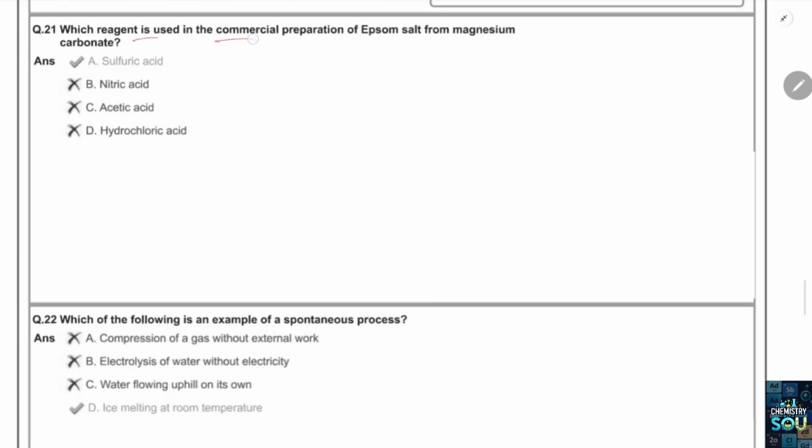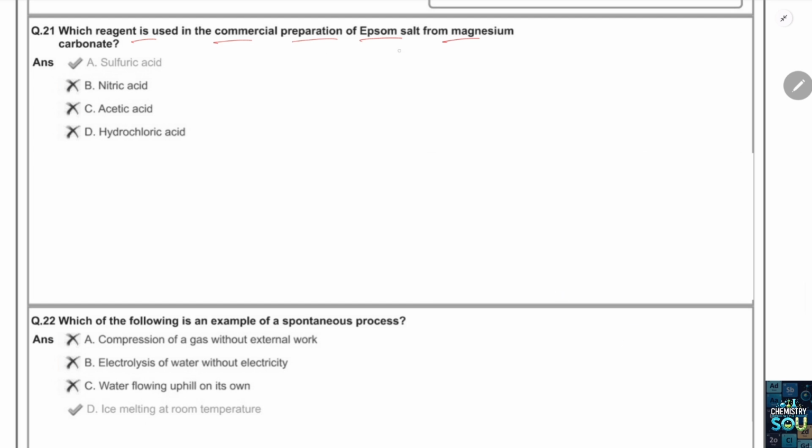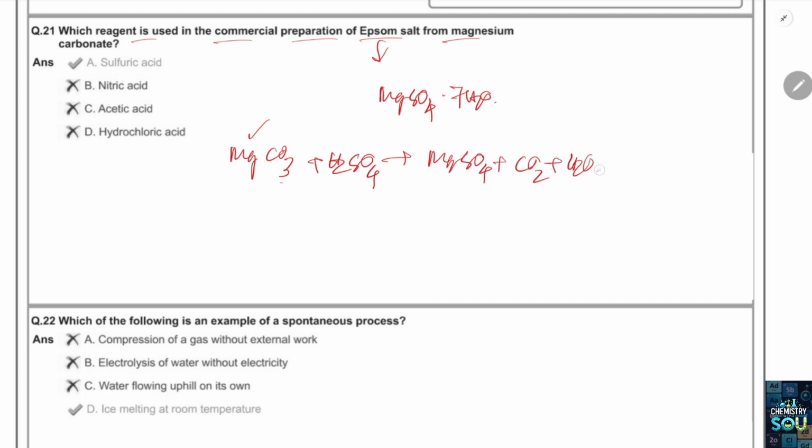Which reagent is used in the commercial preparation of Epsom salt from magnesium carbonate? The Epsom salt formula is MgSO4·7H2O. For the preparation, if we treat MgCO3 with H2SO4, it will generate MgSO4 plus CO2 plus H2O. If we crystallize this, it will form the Epsom salt containing water of crystallization.